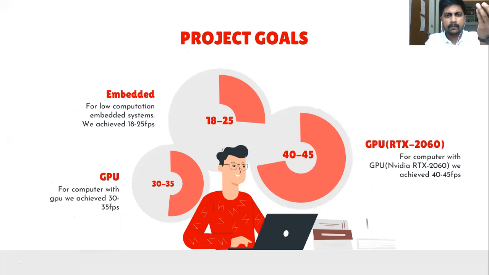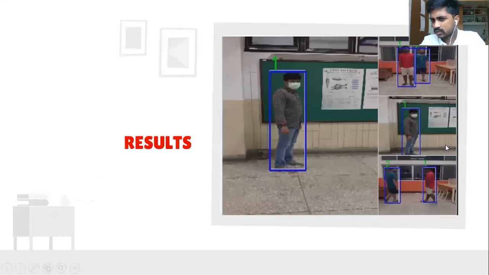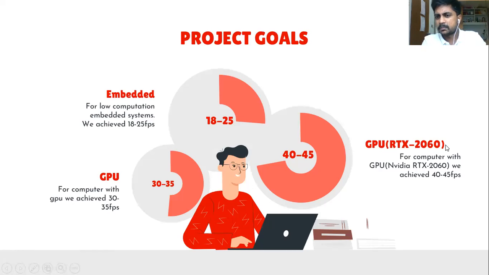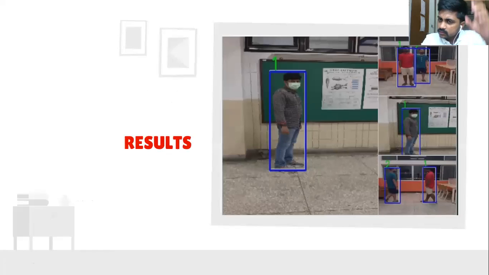You can see here, on GPU we achieve 30 to 35 frames per second. On low embedded computing systems, it is from 18 to 25. The model runs on a GPU with RTX 2060, at around 35 to 45 frames per second. And you can see here, this is just up to the Kalman filter result.